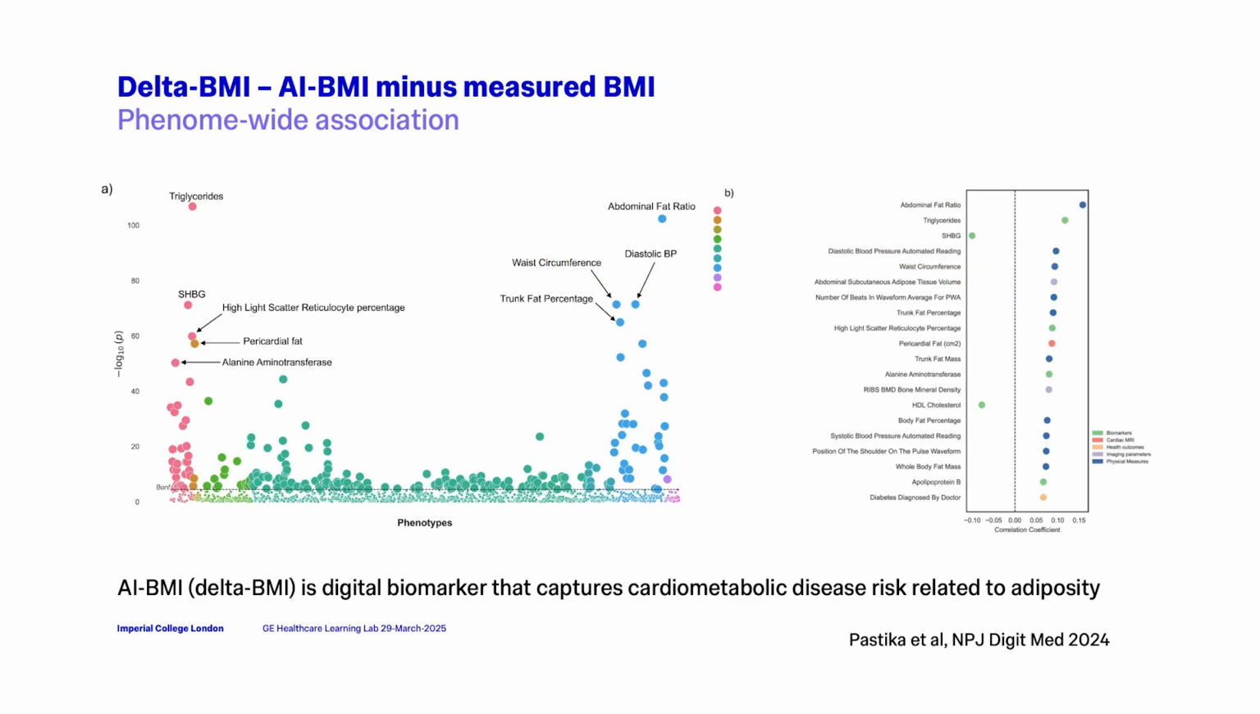And without going into detail, we did a lot of work using phenome-wide association to look at what the model is actually doing, as picking up things that we associate with cardiometabolic risk, like triglyceride level, pericardial fat, trunk, waist circumference, and so on and so forth. Just another example before I hand over to Manolis.